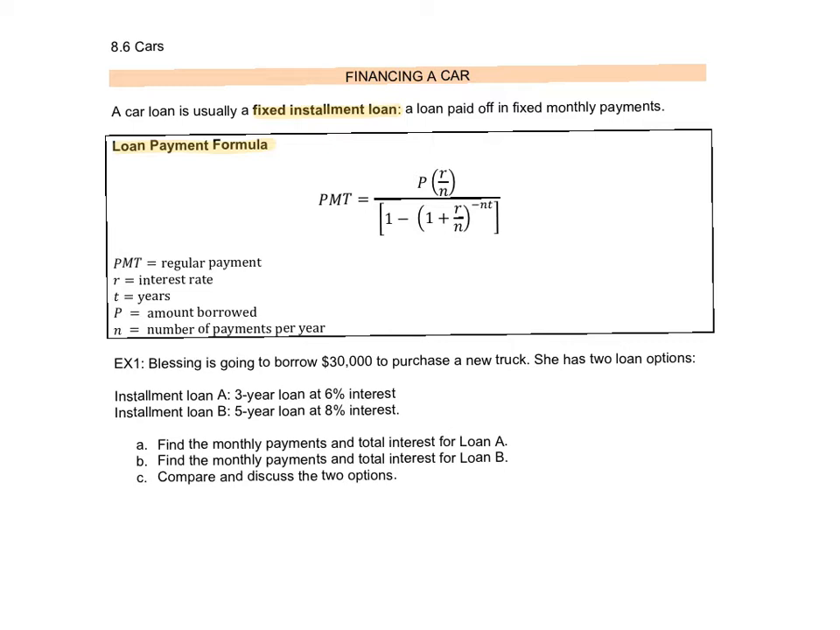It has all the usual values that we have from the annuity formula, except for the PMT, that would give you your regular monthly payments for your car loan. R is still the interest rate. T is the years that you're going to have your loan. P is the amount that you borrow, so that would be the cost of the car. N would be the number of payments per year.